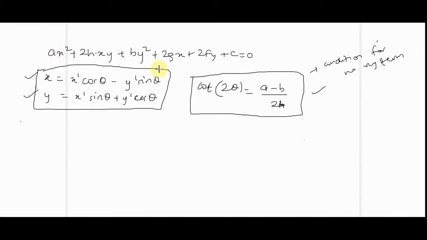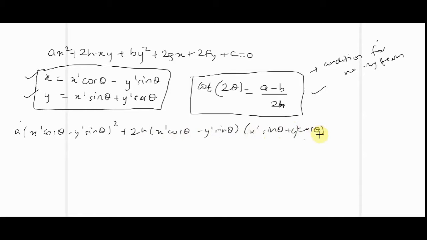So first we substitute the values of x and y, which we found out, in this equation. So what do we get? a times (x prime cos theta minus y prime sin theta) whole square plus 2h times (x prime cos theta minus y prime sin theta) times (x prime sin theta plus y prime cos theta) plus b square times (x prime sin theta plus y prime cos theta) the whole square.